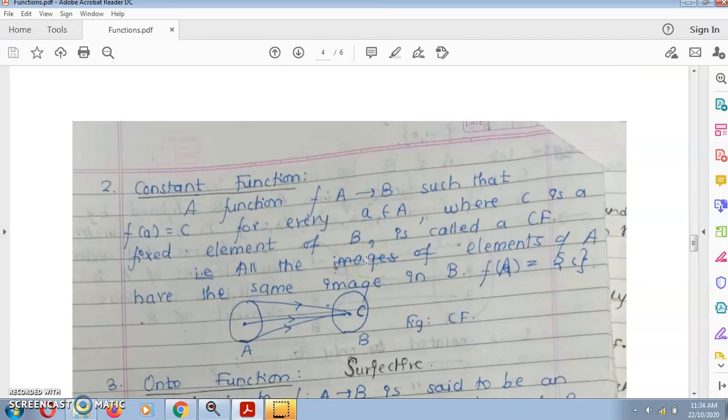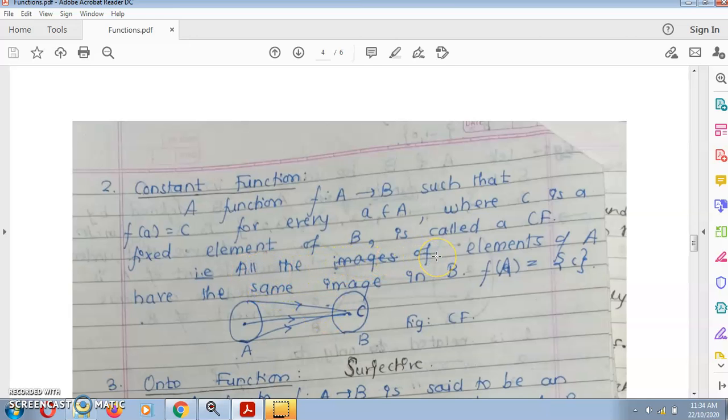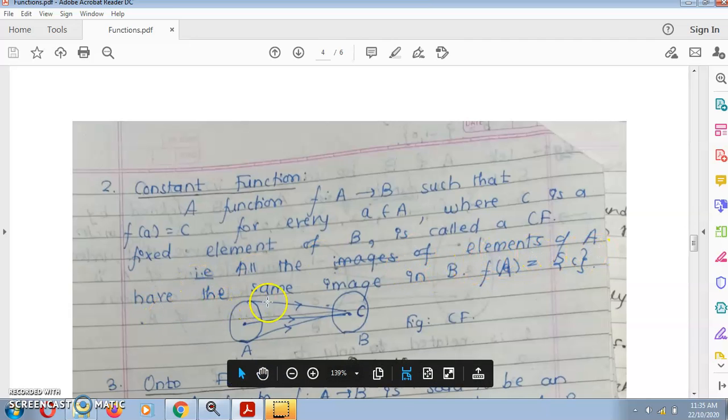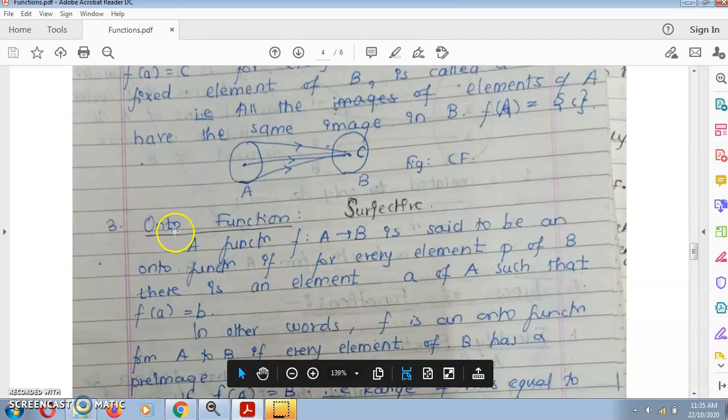And next, constant function. A function f from A to B such that f of a is equal to c for every a belongs to capital A, where c is a fixed element of B, is called a constant function. So all the elements of A have to relate with a single element of B. All the elements of A have the same image in B. So we call it a constant function.